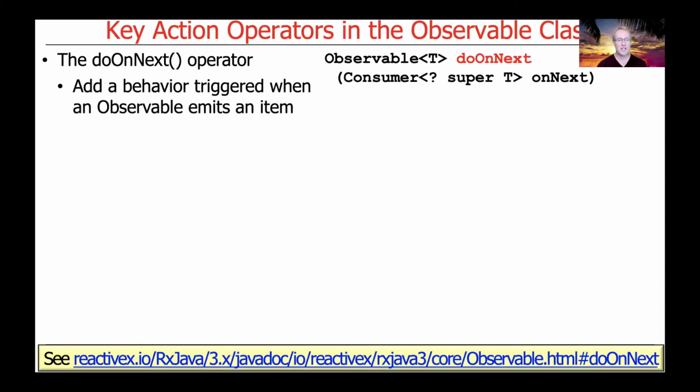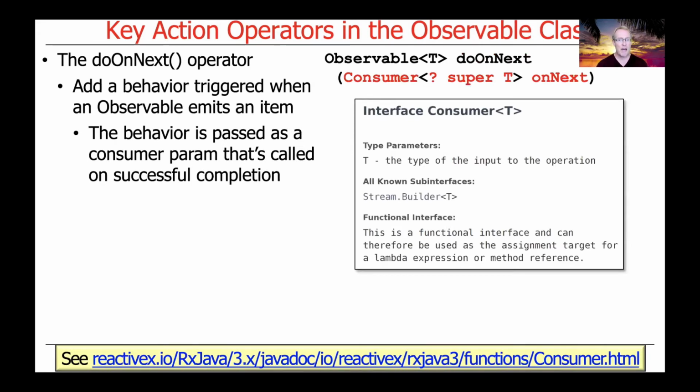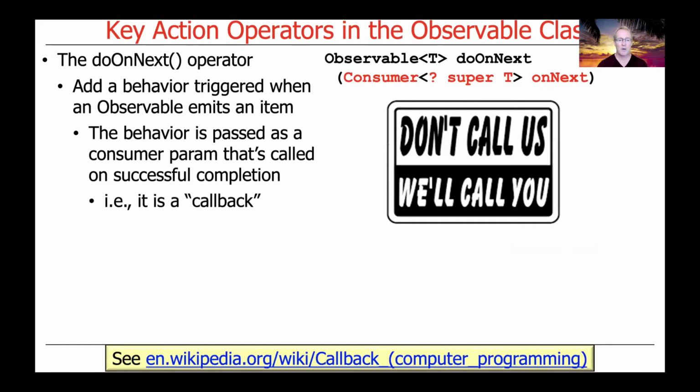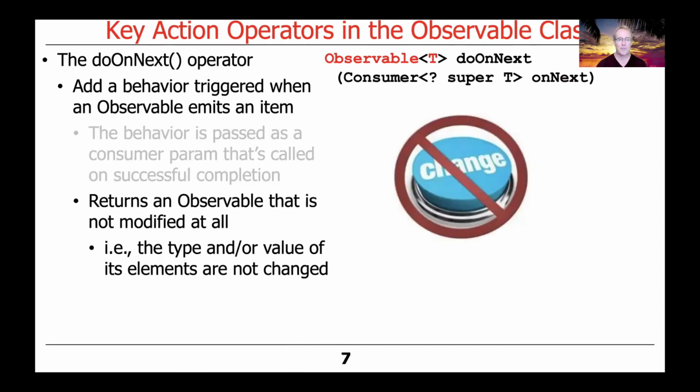The doOnNext action operator adds a behavior that's triggered when an observable emits an item. The behavior that's passed to this doOnNext operator is a consumer parameter that's called assuming everything goes well, that no exceptions occur, for example. So if we have successful completion, then the onNext consumer that's passed as a parameter to doOnNext will be invoked. In other words, this is basically registering a callback that will be invoked upon successful completion.